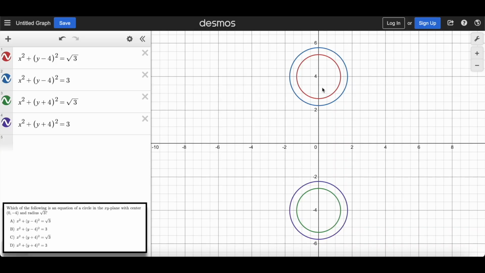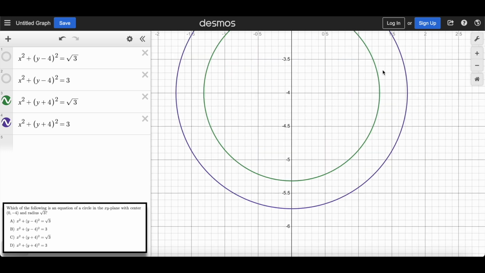We're in Desmos now, and I have graphed the 4 answer choices here. The circle we're looking for has a center at (0, negative 4), which means that these two circles would not be the answer. So we can cross those out.